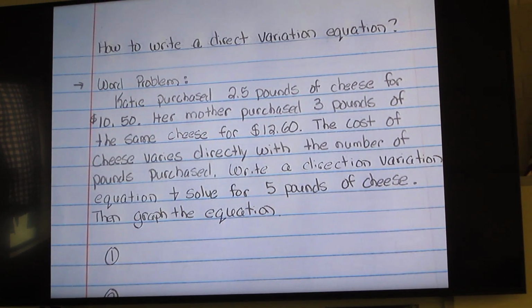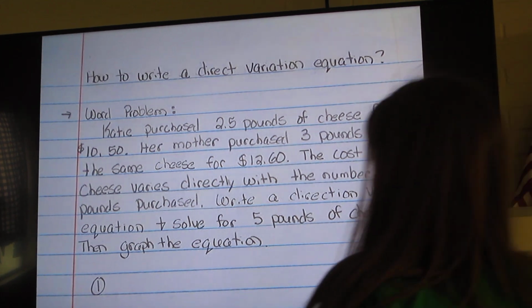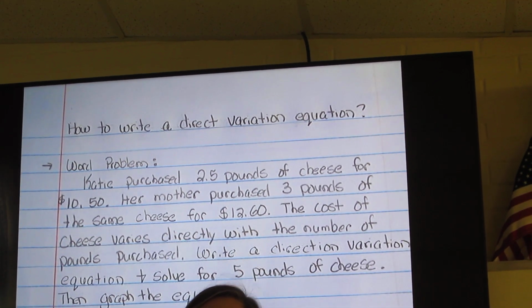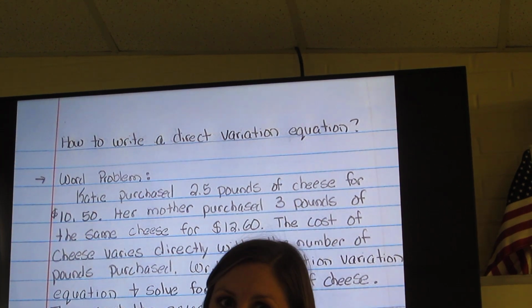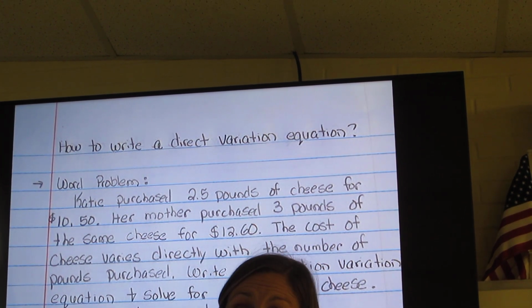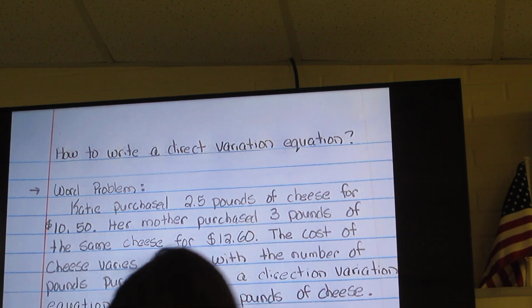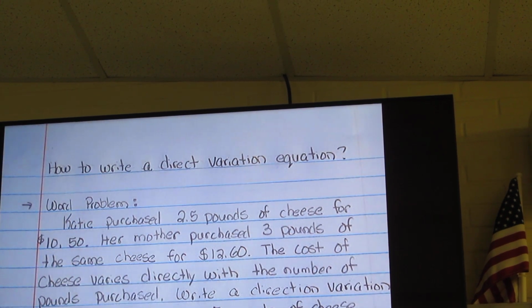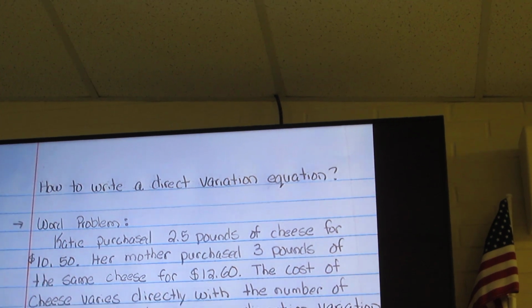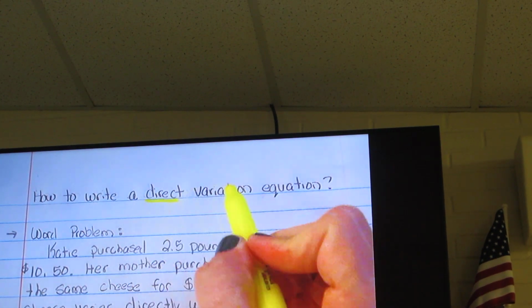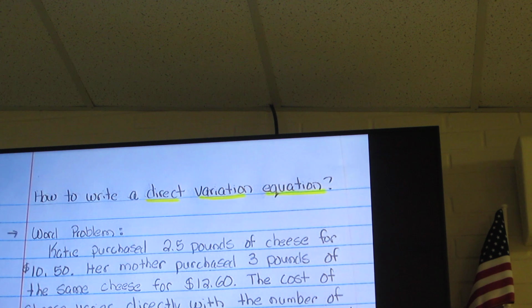Hello everyone, good afternoon. So I'm going to do a short lesson on how to write a direct variation equation given, how to write an equation and then graph the equation. So let's look at it. Okay, so you're given a word problem and they want you to write a direct variation equation. Okay, so what does that exactly mean?